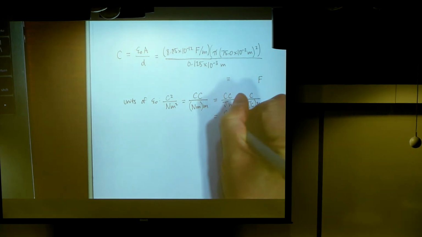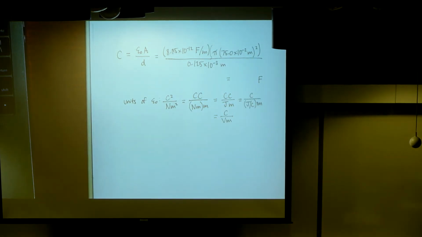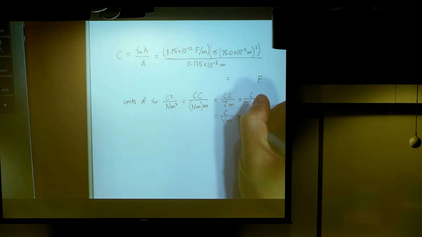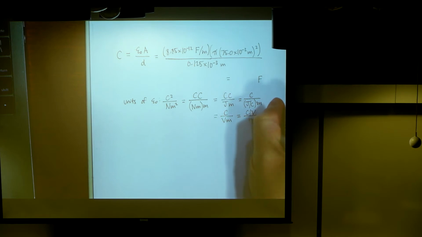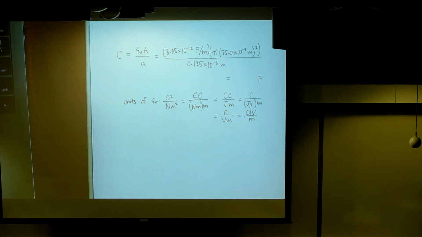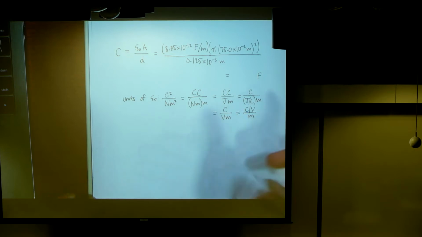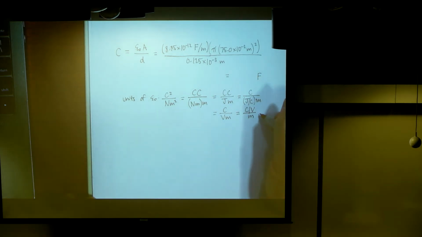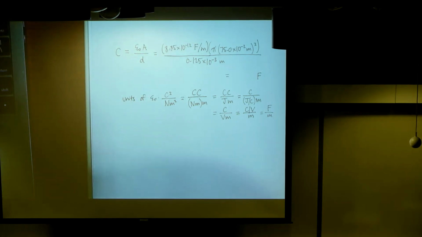So coulombs divided by volts times meters is what we have right there. The last thing I'm going to do is take coulombs and volts and group those together on top like this. Coulombs per volts divided by meters. And what's a coulomb per volt? We just saw what that is. That's what we call a farad. So that's why for epsilon naught, I can think of the units as being farads per meter.